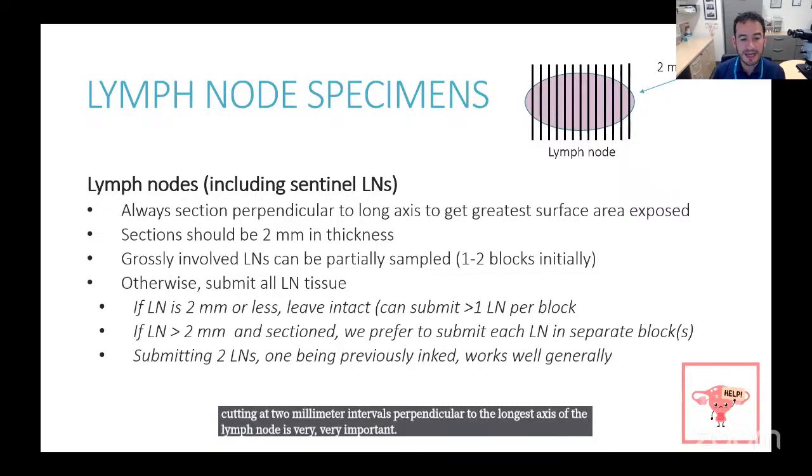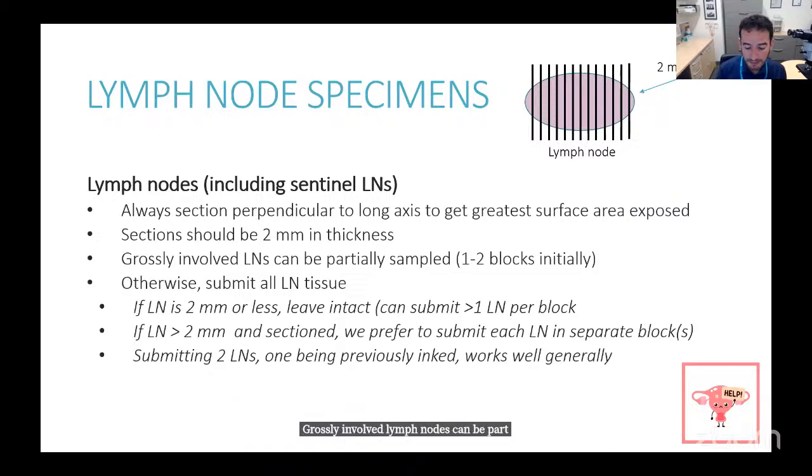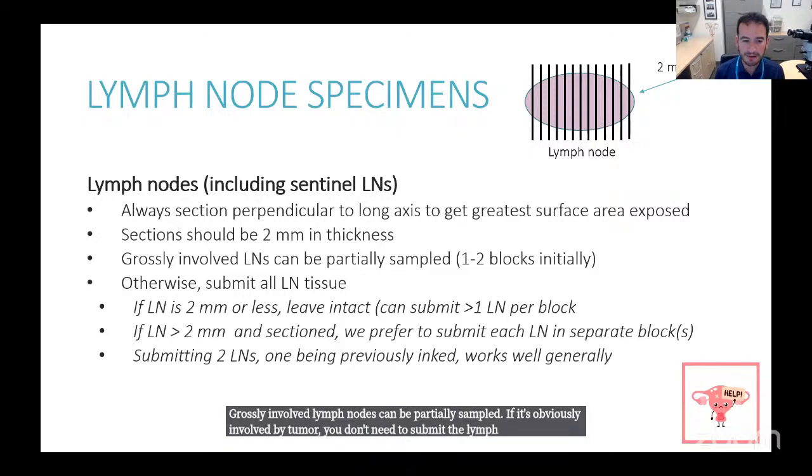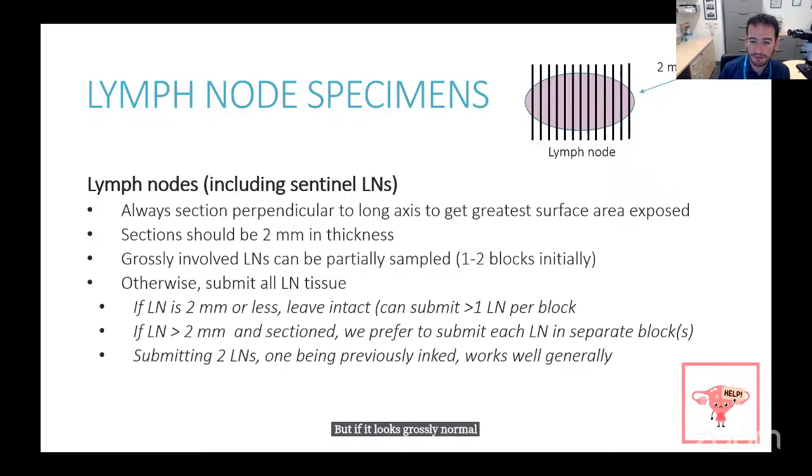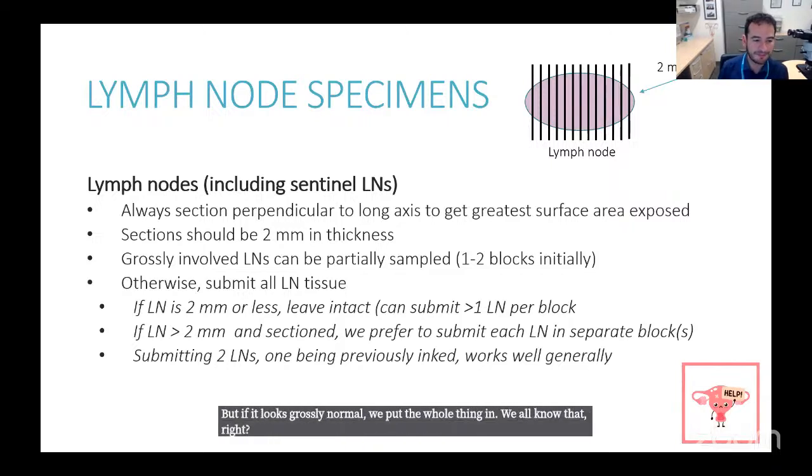Grossly involved lymph nodes can be partially sampled. If it's obviously involved by tumor, you don't need to submit the lymph node entirely. 1 or 2 blocks suffice. But if it looks grossly normal, we put the whole thing in. We all know that, right? If it's a small lymph node, you don't cut it if it's less than 2 millimeters. You just put the thing intact, right?